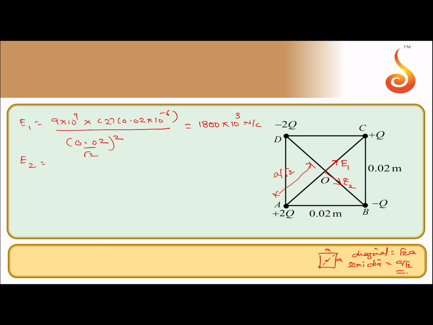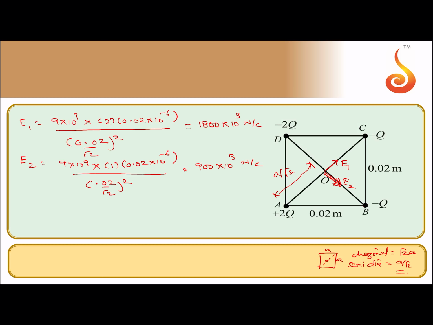E2 is equal to K, 9 into 10 power 9, into only one charge Q. So 1 times 0.02 into 10 power minus 6, because it's 0.02 microcoulomb, divided by the distance, which will still be 0.02 by root 2 the whole squared. So the same answer as before, except that I don't have 2, so it will become 900 into 10 power 3 Newton per Coulomb in this direction.